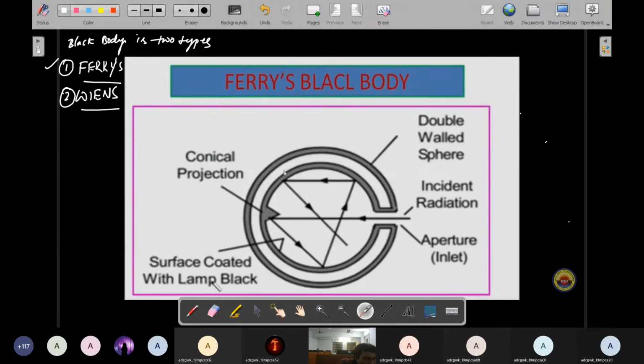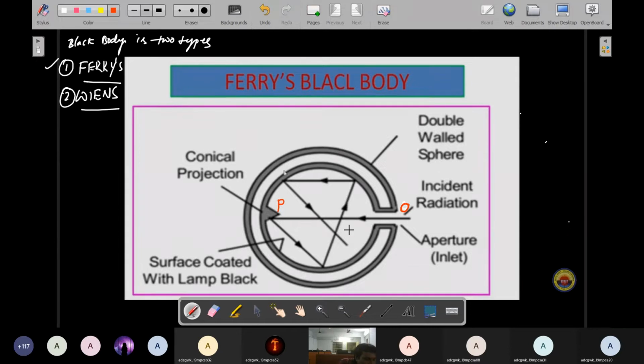Okay, so it has a small hole. This is the hole, actually. It has a small hole. Okay, I'll write using another color. This is called the small hole. Inside this hole, what will happen? Opposite we have a conical projection. The conical projection is represented by capital P and the small aperture is represented by capital O.